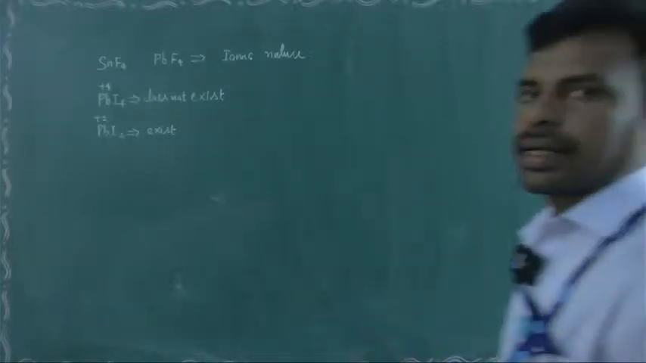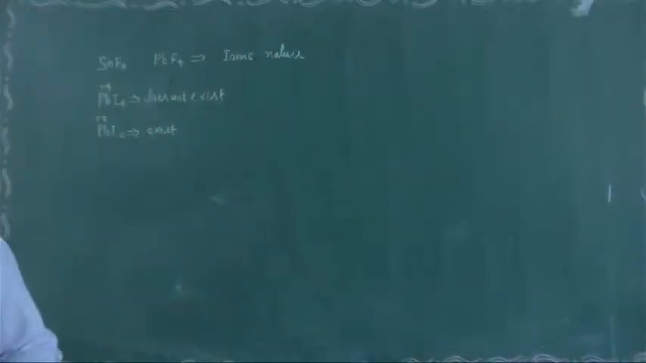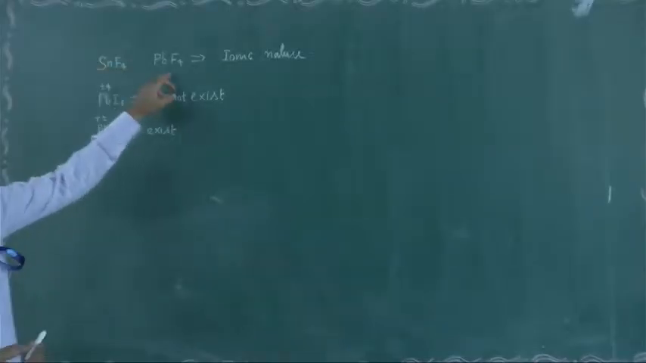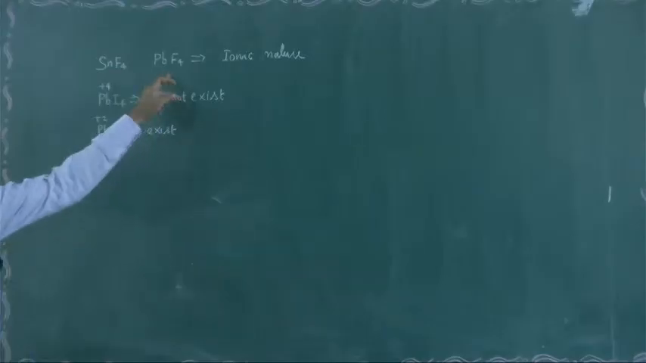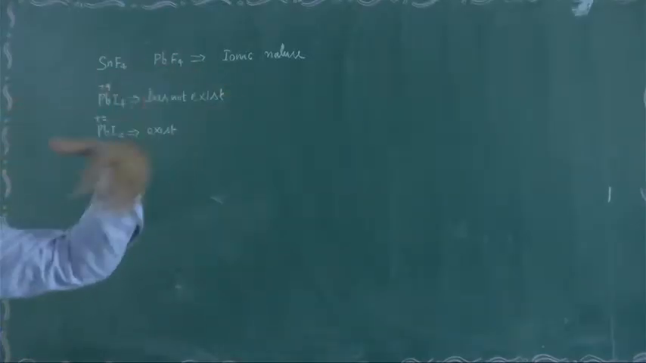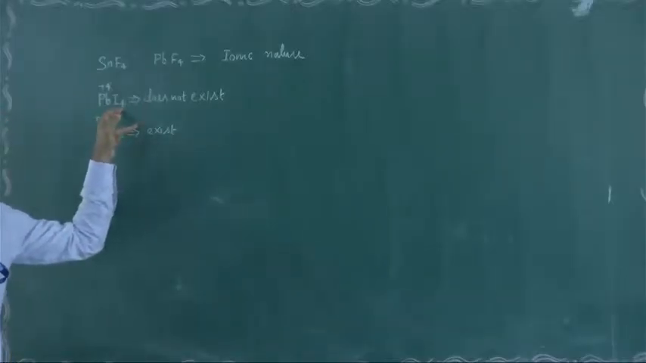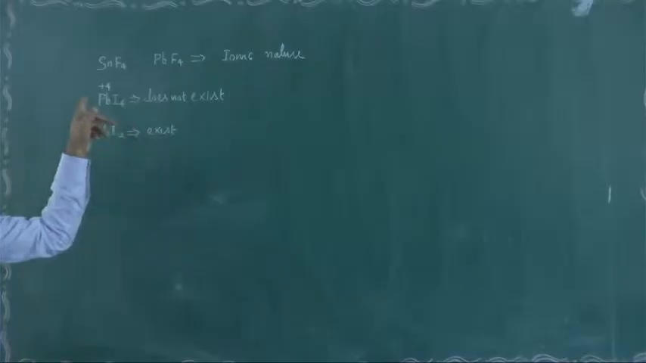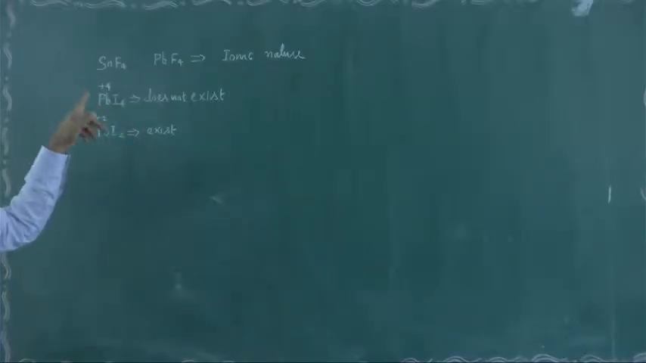So these are the points we have discussed. Is it clear? So this is going to be tetrahalides. These two are ionic in nature, whereas the rest are going to be covalent. And this does not exist because of the +4 state.